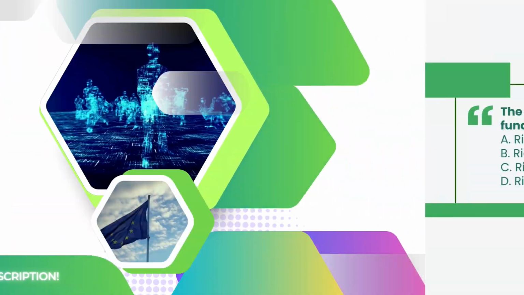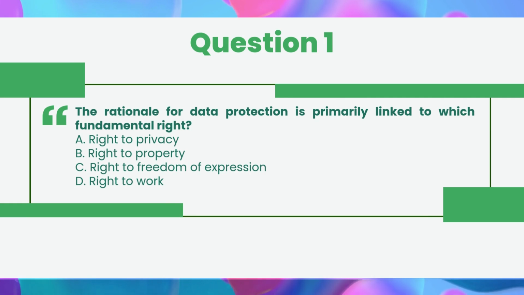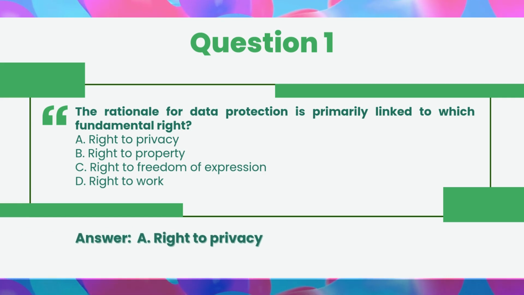Now, let's start. The rationale for data protection is primarily linked to which fundamental right? A. Right to privacy. B. Right to property. C. Right to freedom of expression. D. Right to work. The answer is A. Right to privacy. Data protection laws primarily derive from the fundamental right to privacy, which is enshrined in various international and regional human rights instruments, including the European Convention on Human Rights.